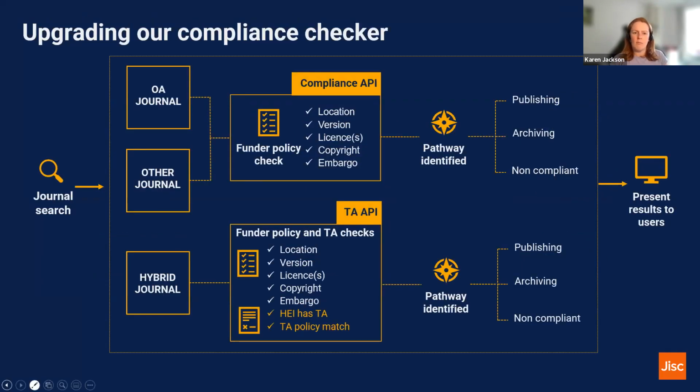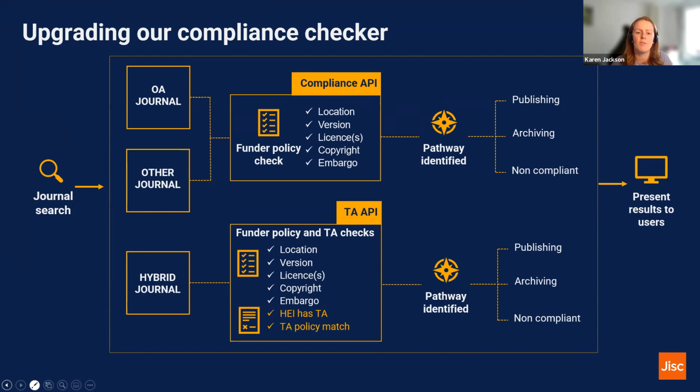So this diagram just shows you where we're going really with upgrading our compliance checker to be able to include all of this information. If I can just very briefly talk you through this, we've got a journal search that would be carried out by our user. If they're looking at a fully open access or other type of journal other than hybrid, then it will go through a compliance check.